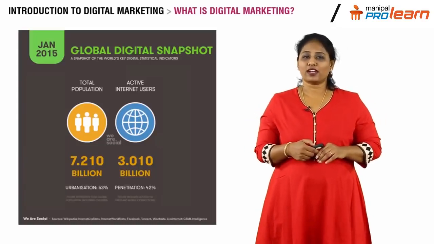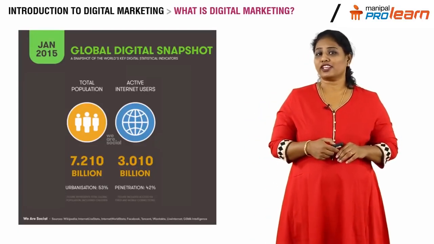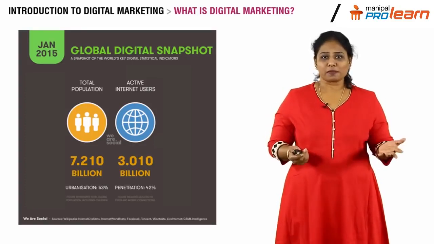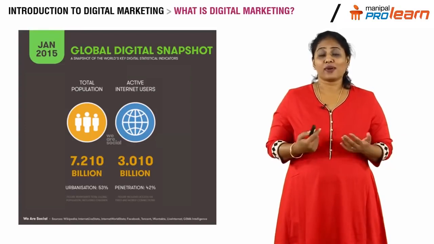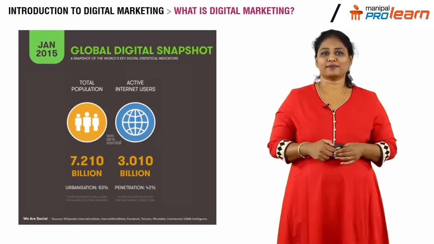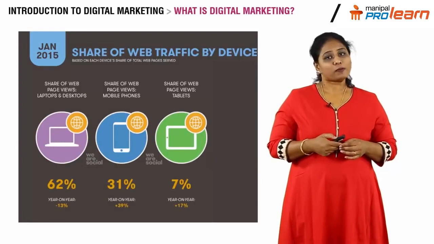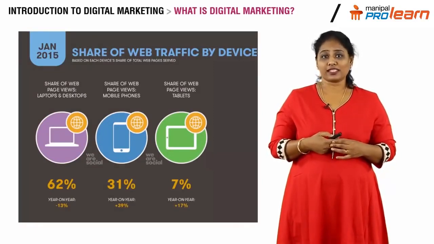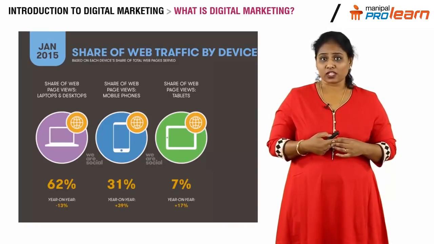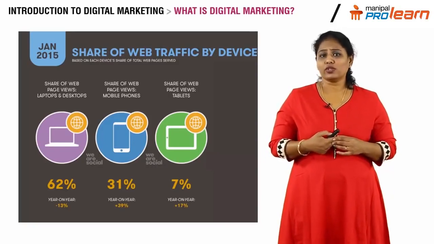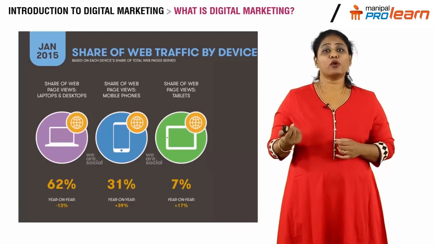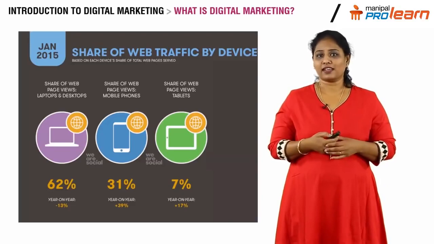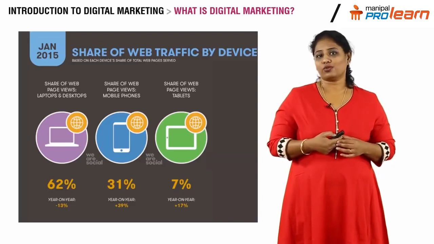As I mentioned before, there are 3 billion people who are online today, which is close to 40% of the world's population. Who are these people? What are they doing? How are they doing it? We'll take a look at that. 62% of these people are browsing the internet through their computers or desktops. 31%, which is again a huge number, are doing so through mobile devices, through their mobile phones. The smartphone revolution has made this possible, and 7% do so through tablets.